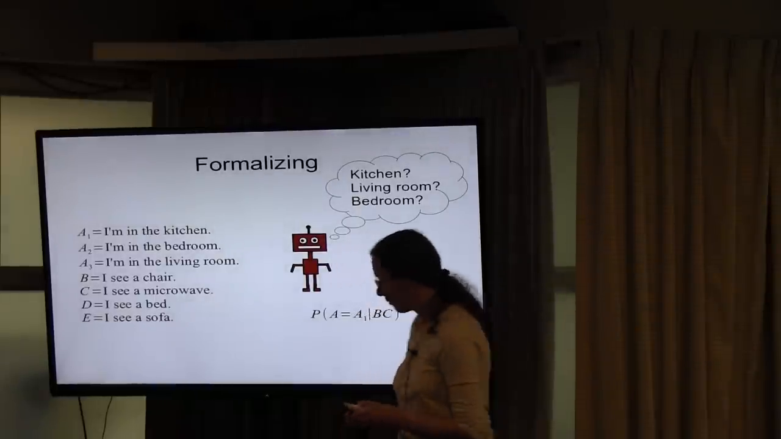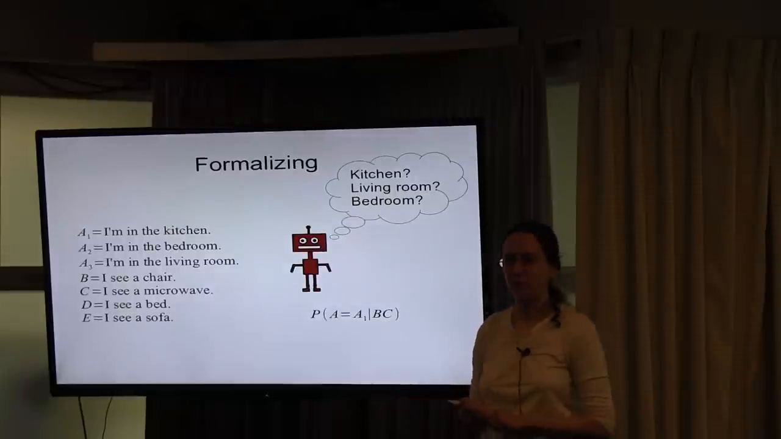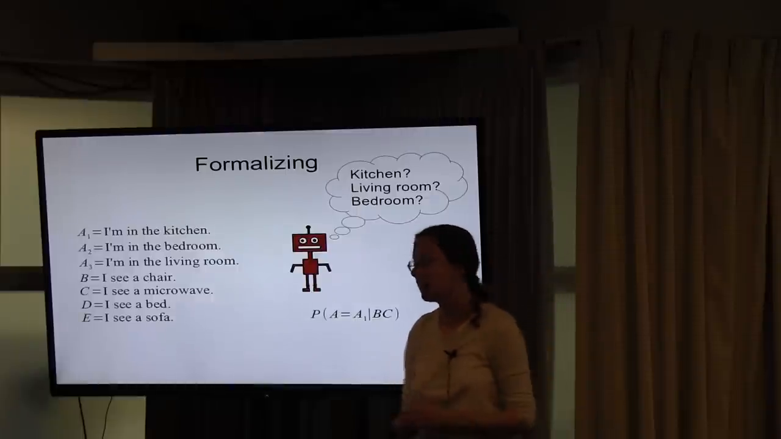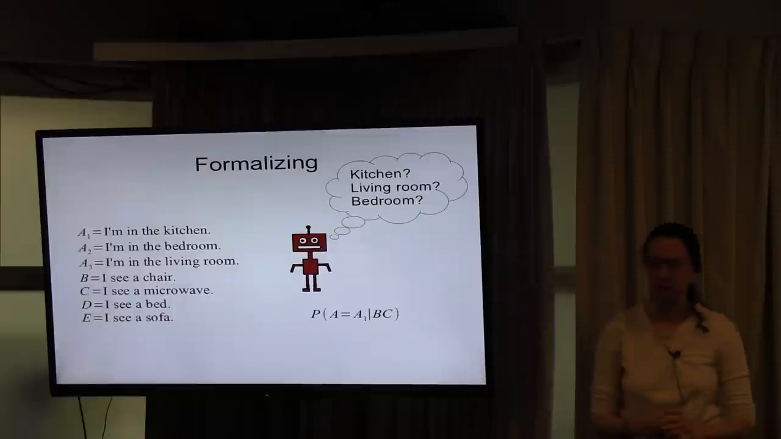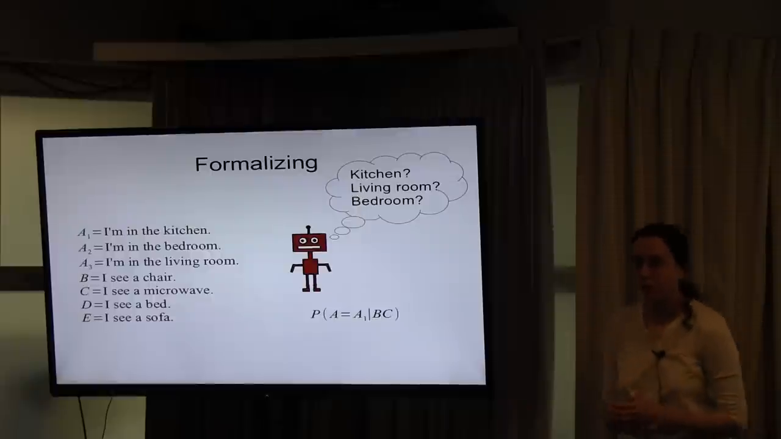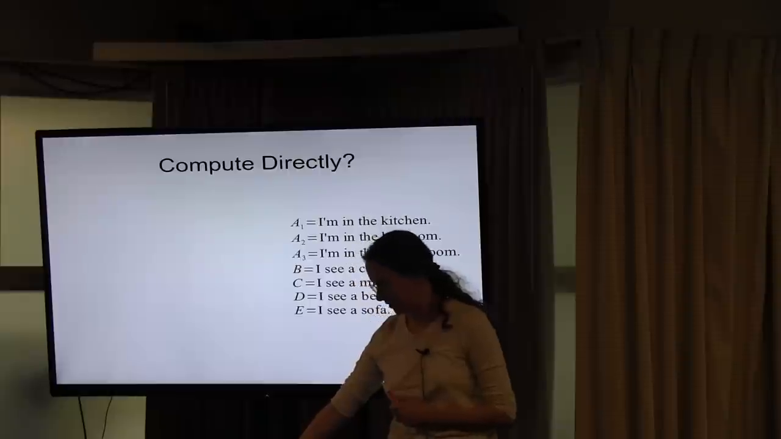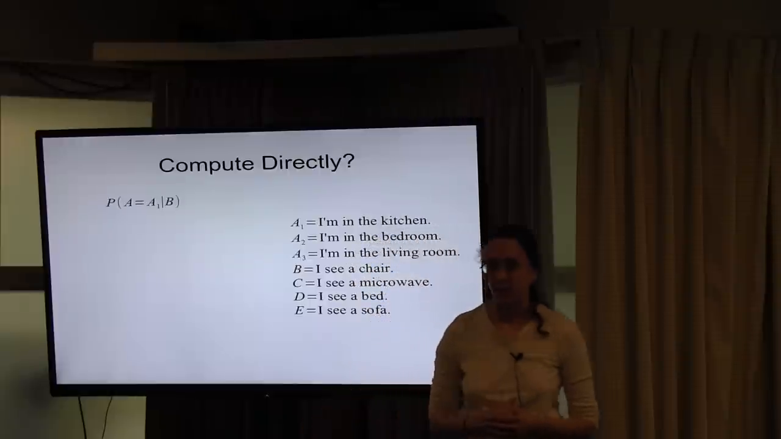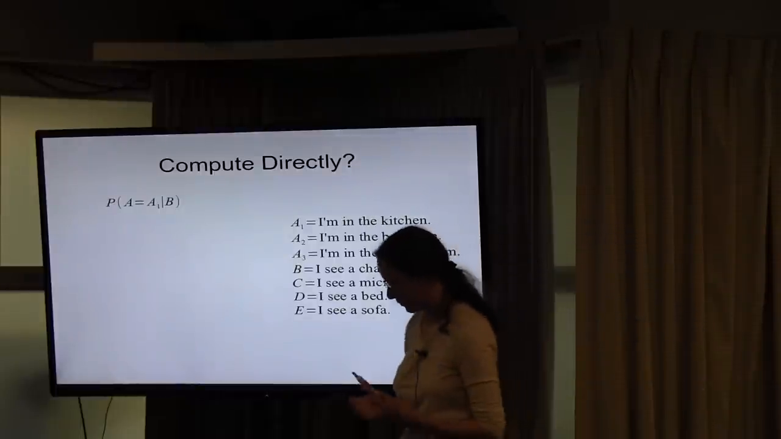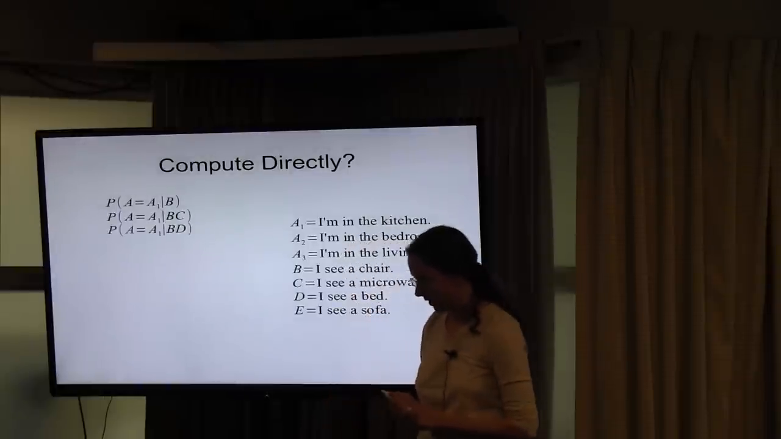Okay, so now if we actually want to compute this, the simplest thing we could think of is just compute it directly. Just say that part of our prior knowledge, by the way, all of these equations are implicitly conditioned on prior modeling knowledge about the world, right? So we could just say that our prior knowledge includes directly these different probabilities: the probability that I'm in the kitchen, given that I've observed a chair, or a chair and a microwave, or a chair and a bed.